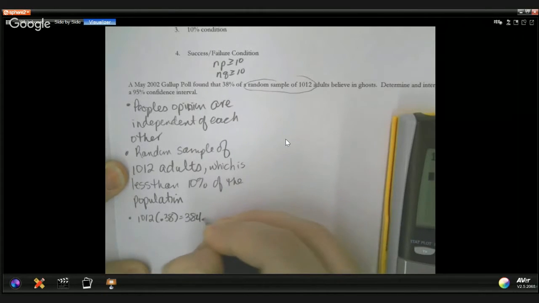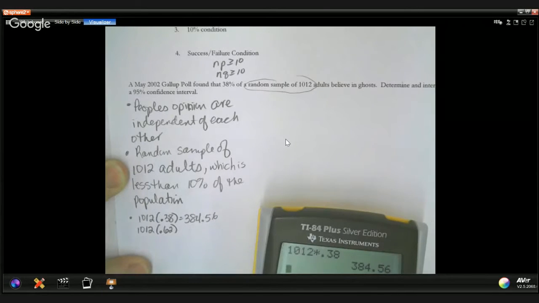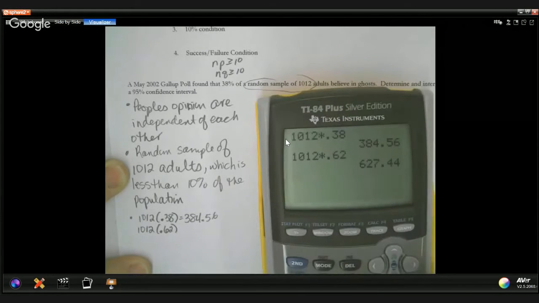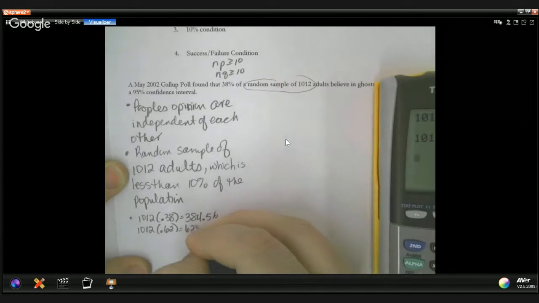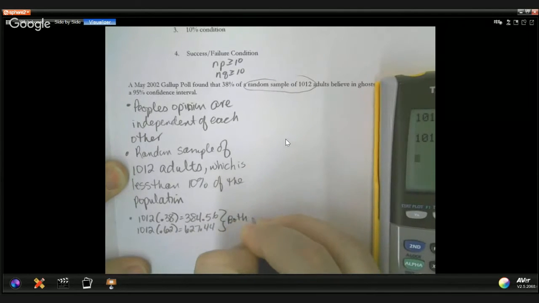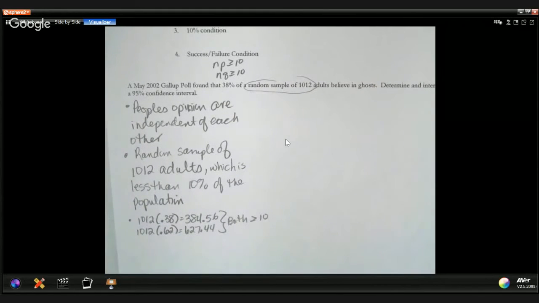I don't need to really write the decimal because that's way past 10. But then I do the other one times 0.62. And again, that's way above, so that's 627.44. And so since they're both greater than or equal to 10, we can continue. So that's kind of how you have to check your conditions. Some of you have been taking shortcuts and not listing that, but remember you have to list that.